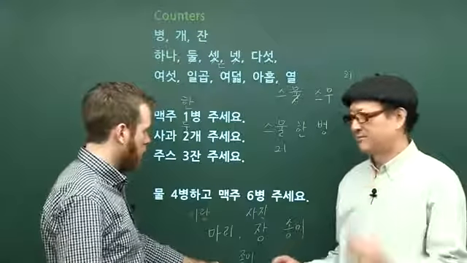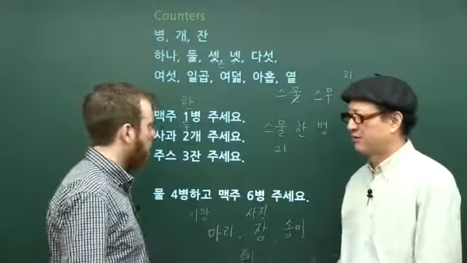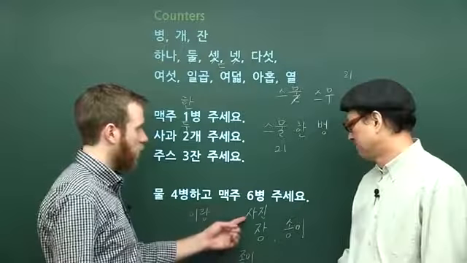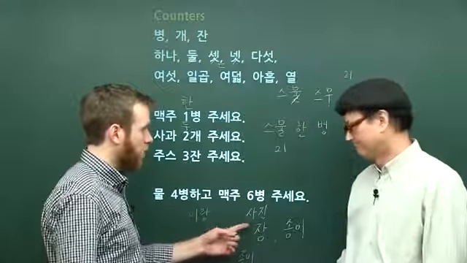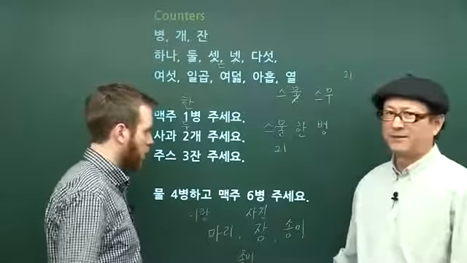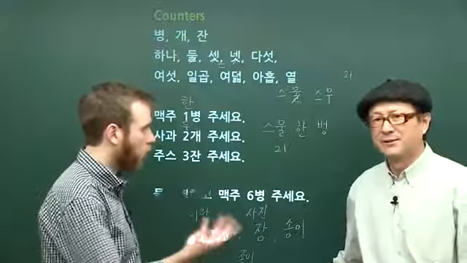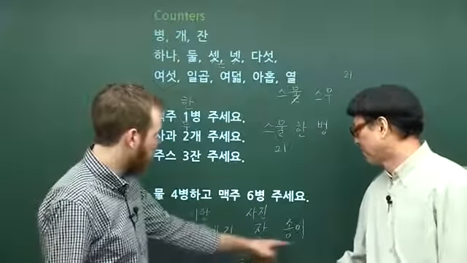종이 한 장 주세요. Okay. 종이 두 장 주세요. Okay. And same thing for a picture. 사진 네 장 주세요. I want 4 pictures. Or 4 copies. Okay. All right. How about 송이?